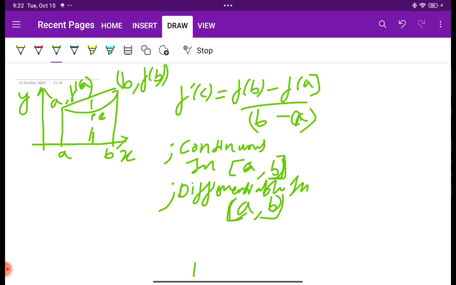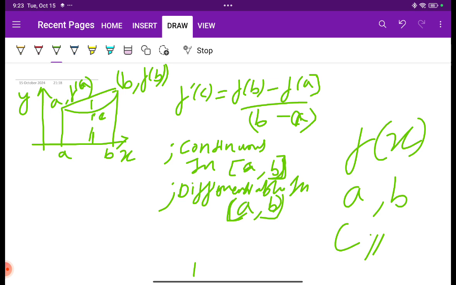Actually, it says that if there is a function f(x) which is continuous in the closed interval [a, b] and differentiable in the open interval (a, b), then there is a point c between a and b, such that the derivative of f at c is equal to the average rate of change, (f(b) minus f(a)) divided by (b minus a).